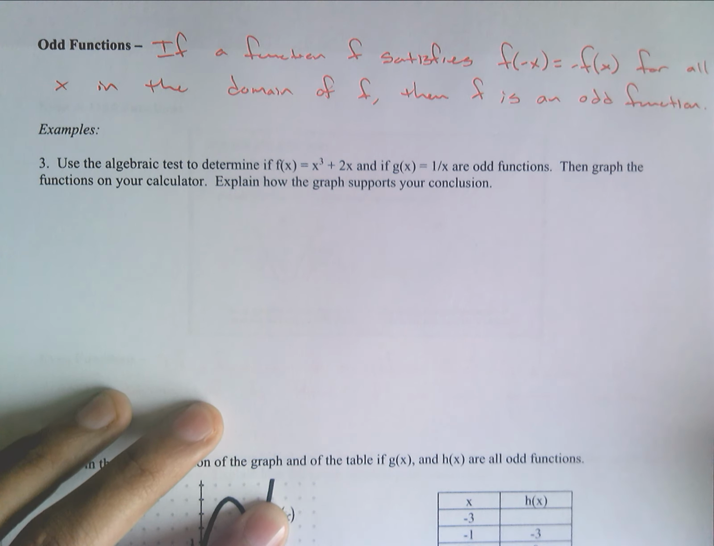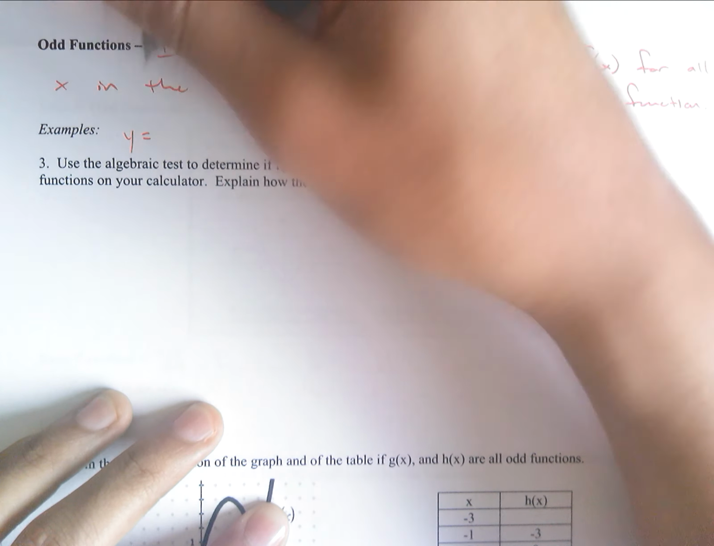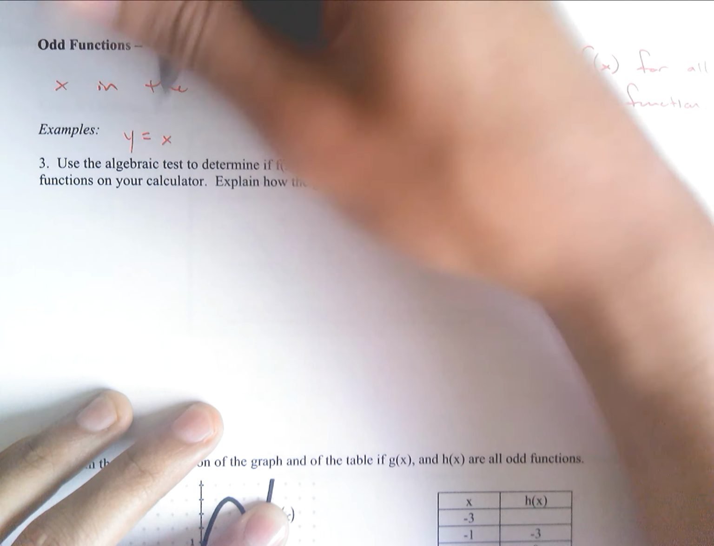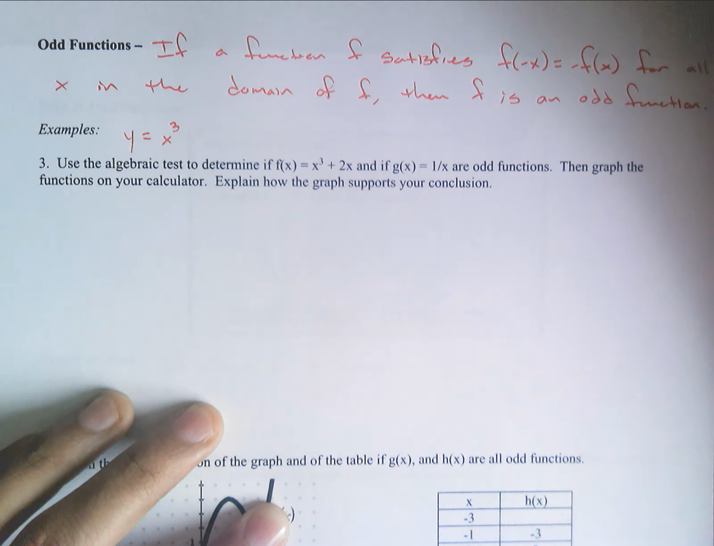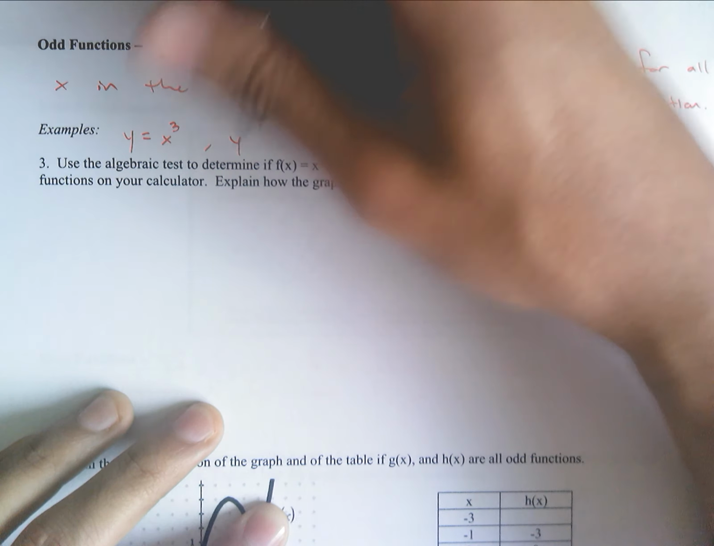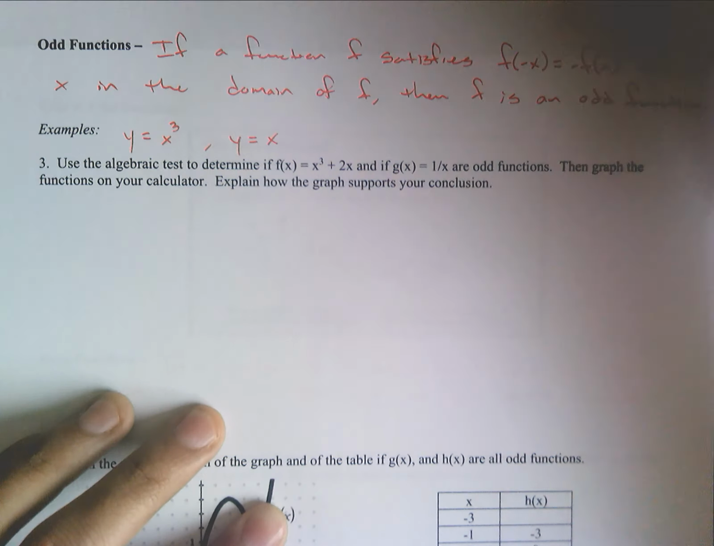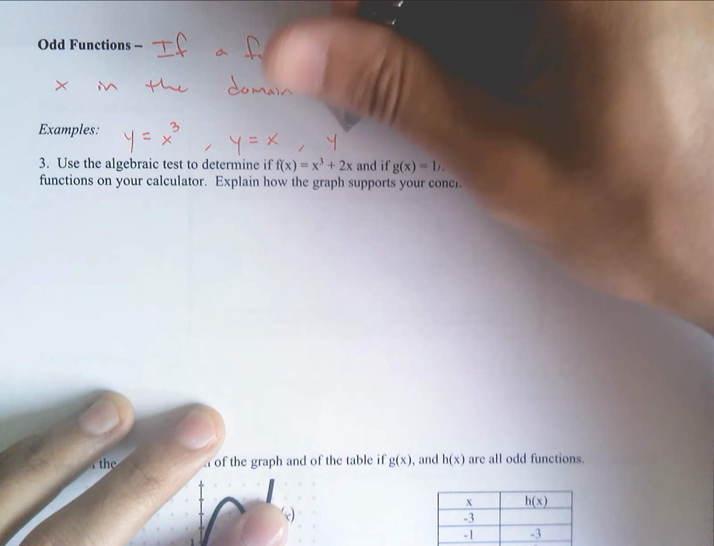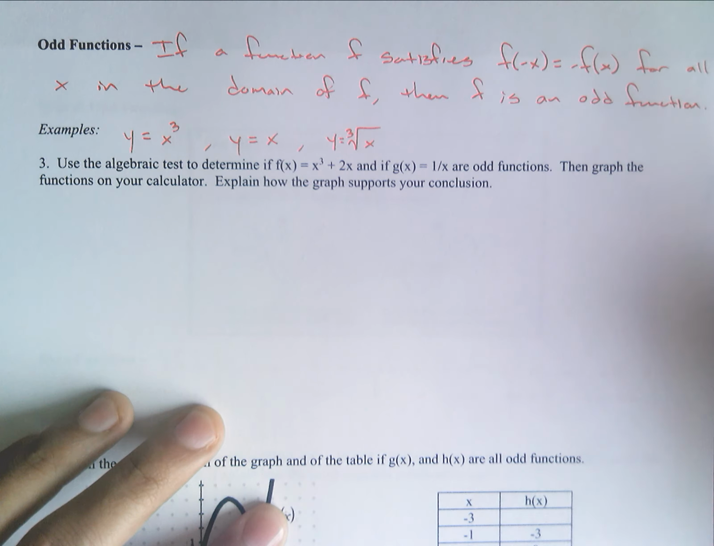A few examples of odd functions, we could say any parent function for an odd degree polynomial, so x cubed or a cubic function, that is an odd function. Even our linear function, y equals x, that's an odd function. We could also say that the cube root function or any odd root, is an odd function. So y equals cube root of x.